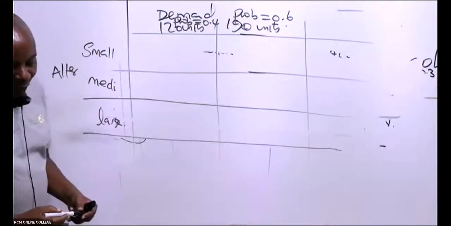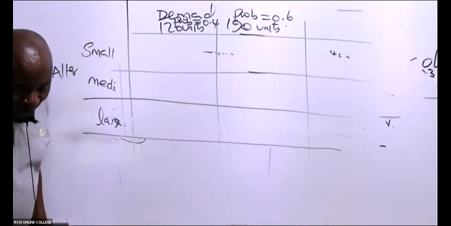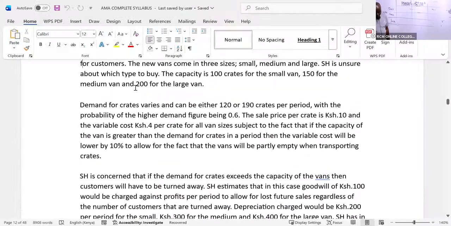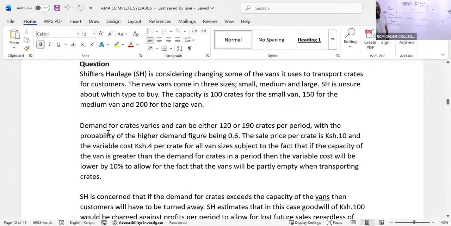Allow me to read this pretty fast as well. There is a paragraph which I would want to have sinking in our minds. If it doesn't sink in our minds very well, we shall not understand this. You can see this second paragraph: the demand for crates varies and can either be what or what here, somebody? 120 or 190 crates per period.